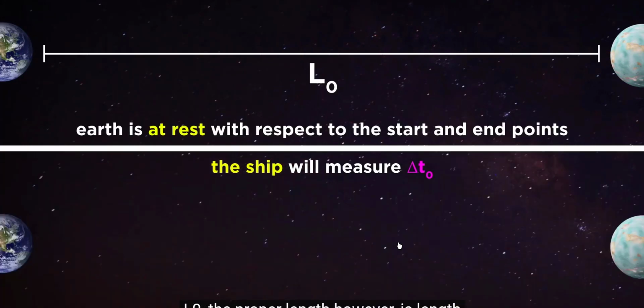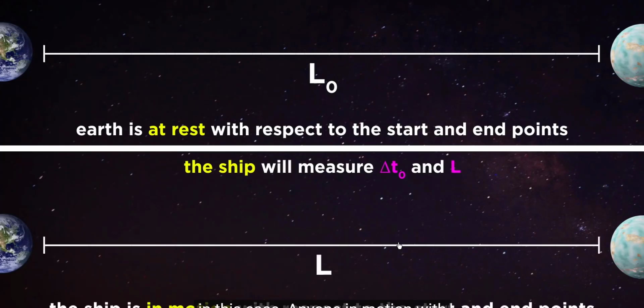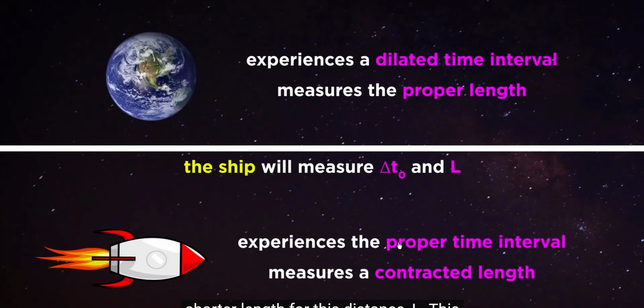L0, the proper length, however, is length as measured by an observer that is at rest with respect to the objects in question, like the Earthbound observer is in this case. Anyone in motion with respect to the objects, like the person on the spaceship, will register some shorter length for this distance, L. This means that the proper time and length may not always be measured by the same observer, and we need to know how to assign these in order to do the math correctly.